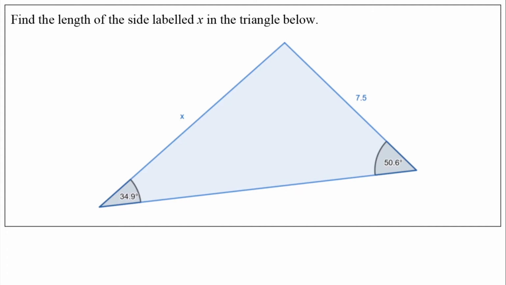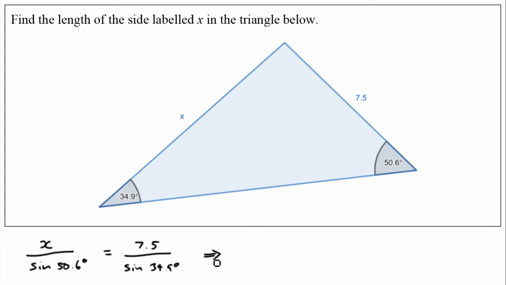Here's an example of the kind of question that we can solve using the sine rule. Find the length of the side labelled x in the triangle below. So using the sine rule, we can say that the side of length x divided by the sine of the angle opposite that side, which is 50.6 degrees, will be equal to the side of length 7.5 divided by the sine of the angle opposite that side, which is 34.9 degrees.